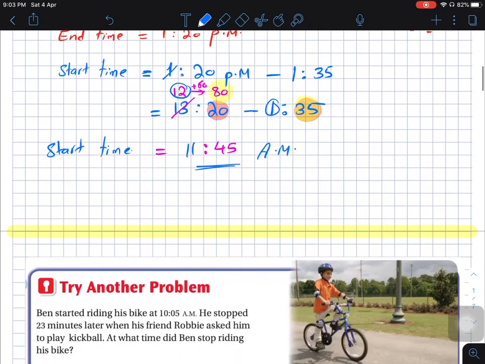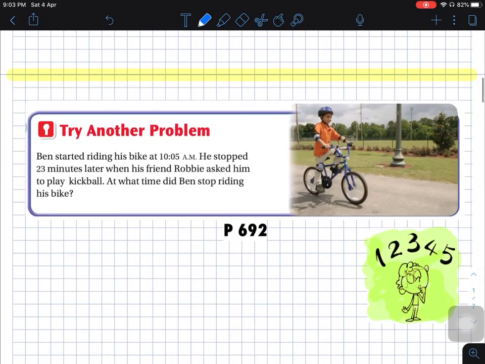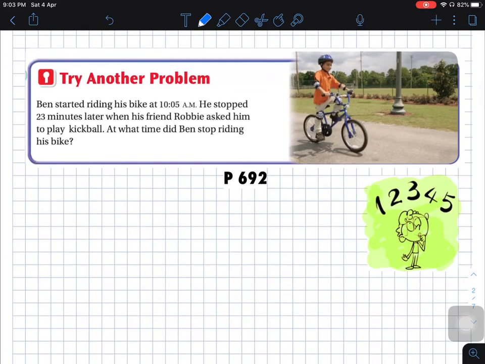Okay everyone, let's do another question. Benny started riding his bike at 10:05 a.m. He stopped 23 minutes later when his friend Ruby asked him to play kickball. At what time did Benny stop riding his bike? Okay everyone, let's focus on the most important information here. You have to think about the start time, the end time, and the elapsed time.